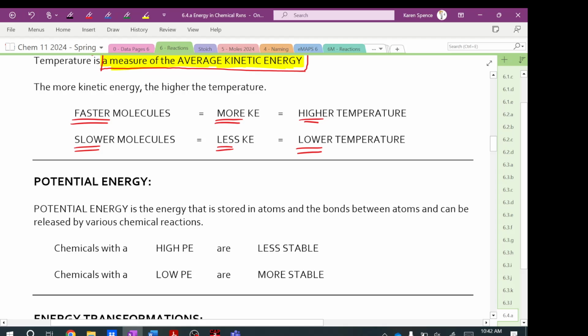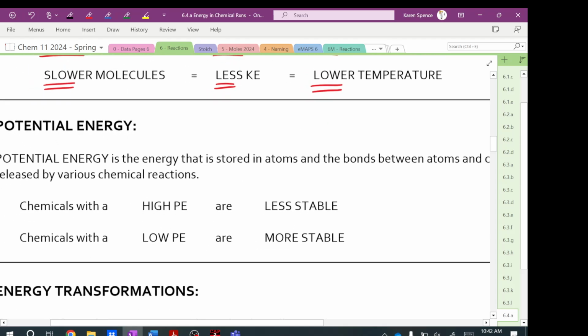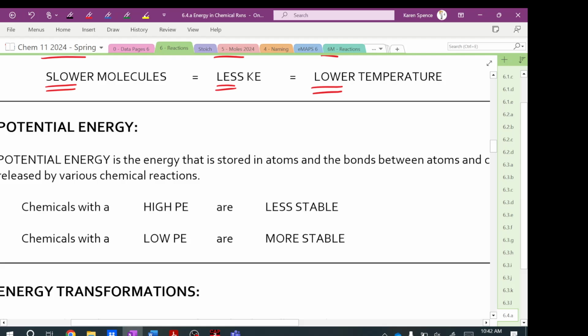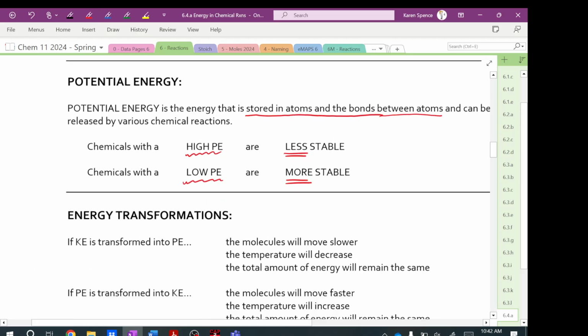Potential energy, in the chemistry sense. There are lots of other senses. You can have gravitational potential energy, but this is in the sense of chemistry. It is the energy stored in atoms and the bonds between atoms, okay? And do you remember how stability relates to potential energy? Things with high potential energy are less stable. Things with low potential energy are more stable.